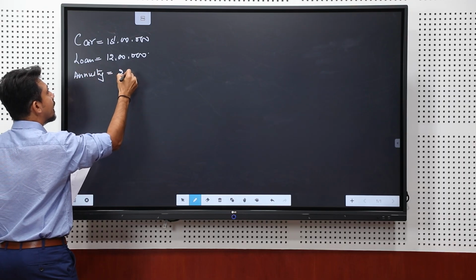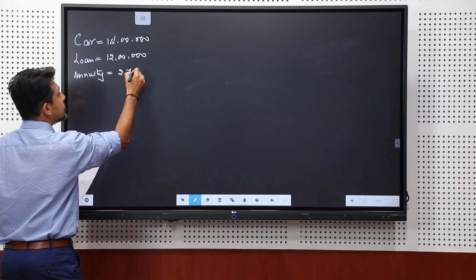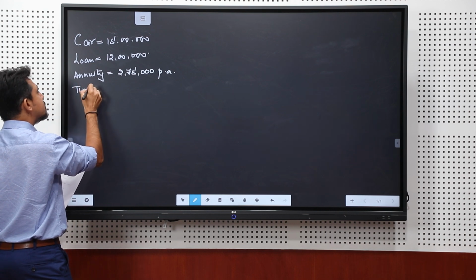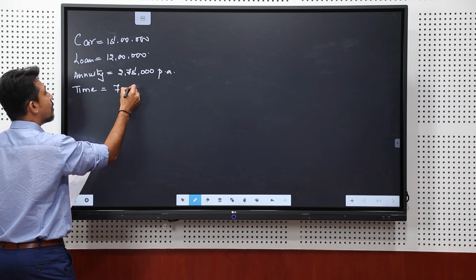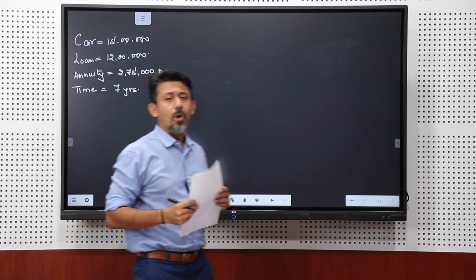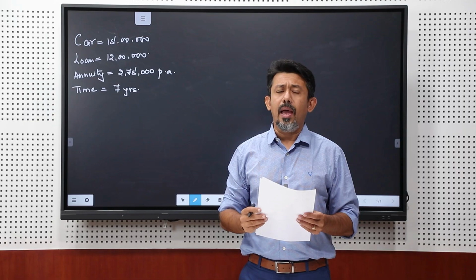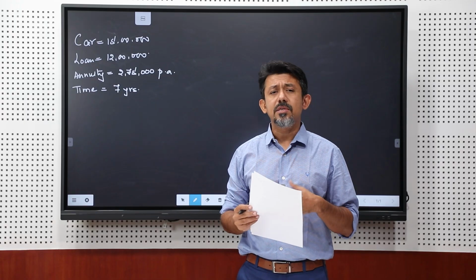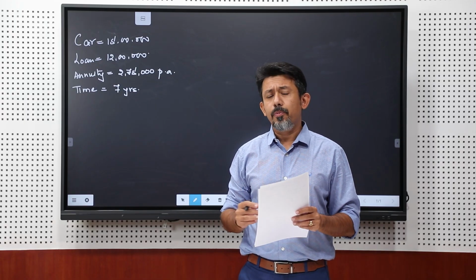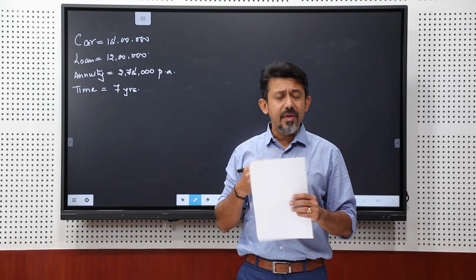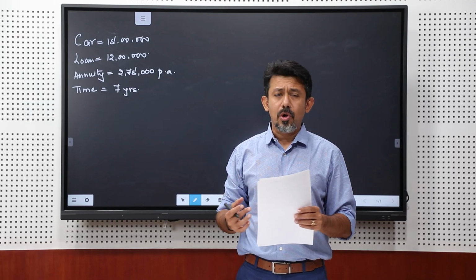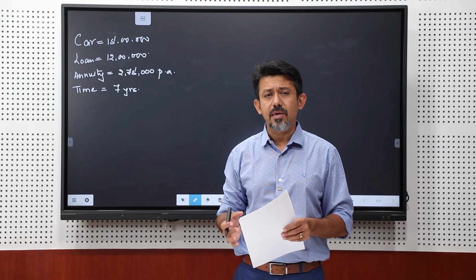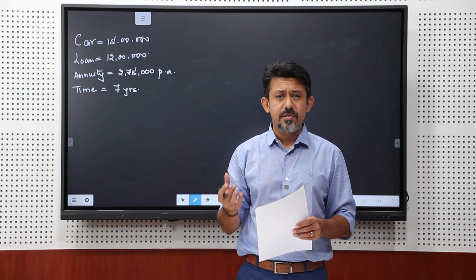of 2,75,000 per annum, and the time period involved is 7 years, right? So the deal is that you borrow 12 lakhs from a bank right now, and you agree to pay 2,75,000 over a period of 7 years, and it's a yearly installment. Now, given the details of the deal, what we are interested in knowing is the rate of interest, because when we compare one deal with another, from one financial institution or bank with another, we are interested in knowing what is the rate of interest that the bank charges.